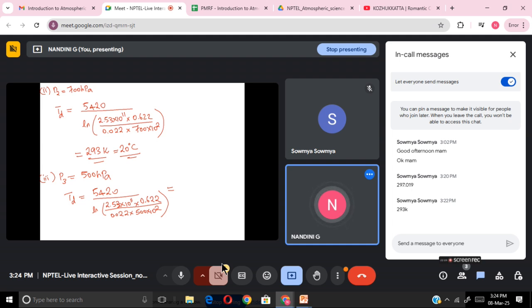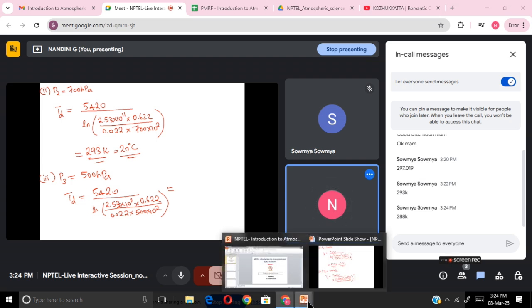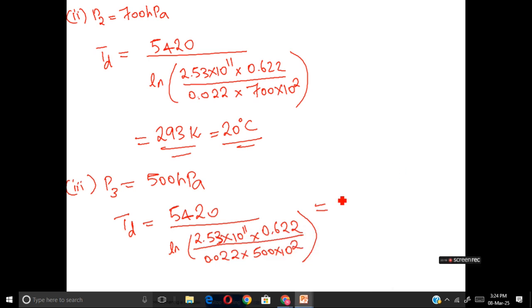Now the third case, when the pressure is again reduced, or the air parcel is further lifted to a height of 500 hectopascal. How much is the dew point temperature? Yes, 288 Kelvin, which is 15 degrees Celsius.